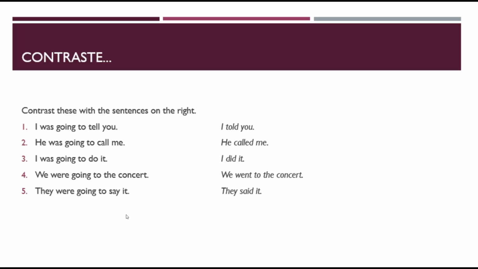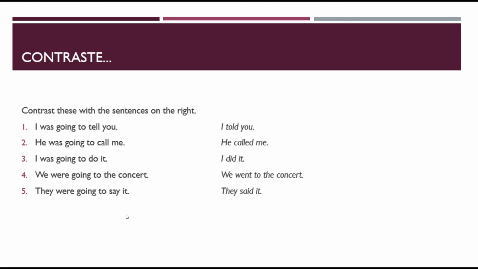Number 2, he was going to call me. Iba a llamarme. He called me would be simply me llamó. You just use the regular past tense there. I did it would be lo hice. I was going to do it: iba a hacerlo.